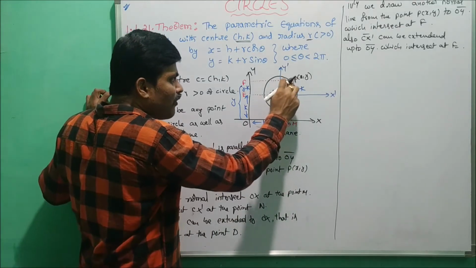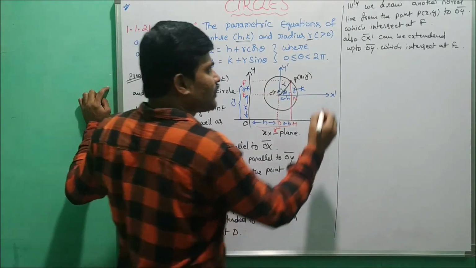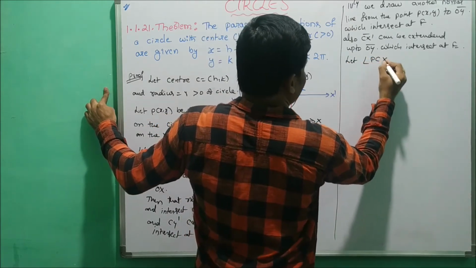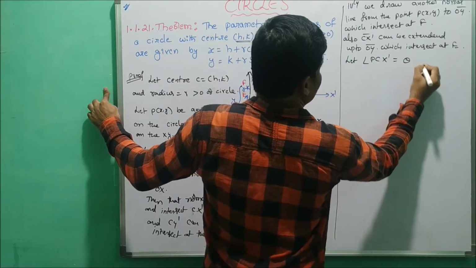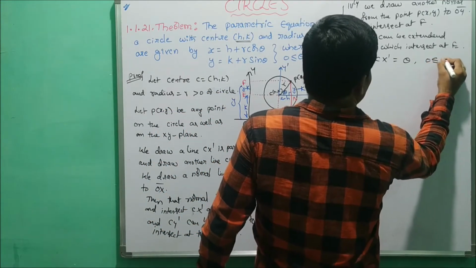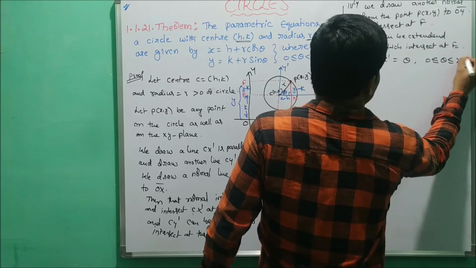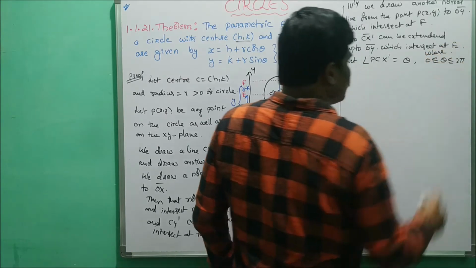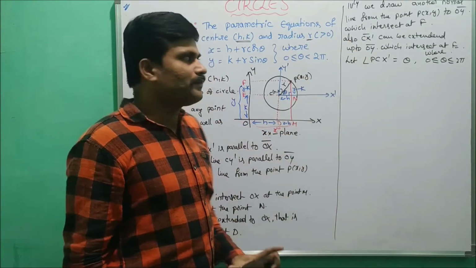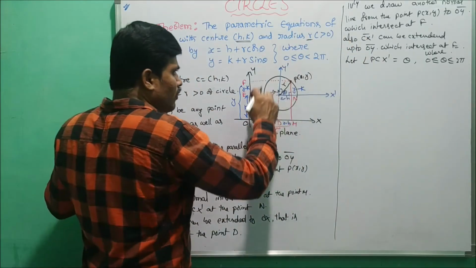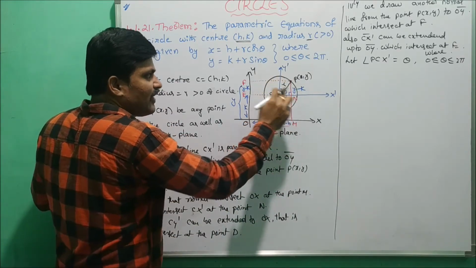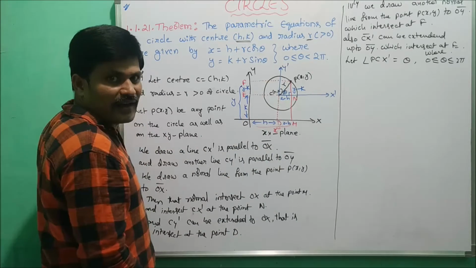Let angle PCX dash equal to some theta, where theta lies between 0 and 2 pi, that is, theta can be taken from the interval 0 to 2 pi. So here we have to observe in the diagram triangle PCN. PCN is one of the triangles.